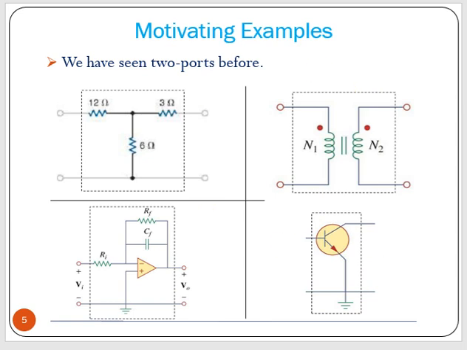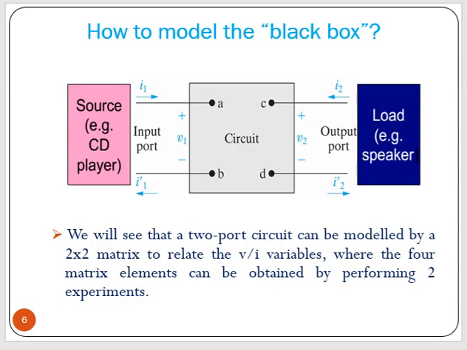So keeping this in our mind, we can find how to analyze the two port network. Now how to model the black box. That means, say, this is the two port network where we can have a source and we can have a load. Source can be a CD player, load can be a speaker, for example. We will see that a two port circuit can be modeled by a 2 cross 2 matrix to relate the VI variables, where the four matrix elements can be obtained by performing two experiments.